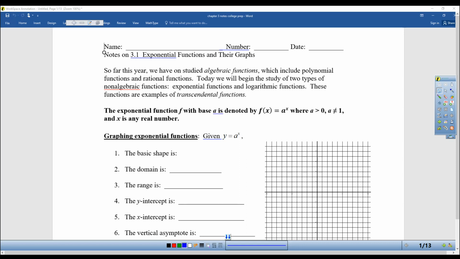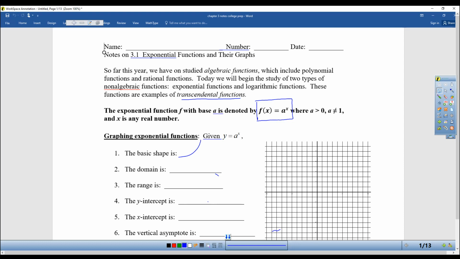These functions are examples of something called transcendental functions. So they're different than algebraic functions. They have a unique shape. The basic shape looks like this. An exponential function is f of x is equal to a to the x.